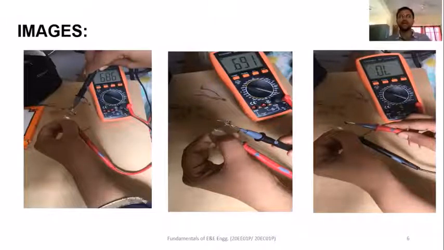And in the third image, I have kept the negative terminal to the base and the positive terminal to the collector. You will get OL. OL means over limit. You can repeat the experiment by also keeping the positive terminal to the emitter part, then also you'll get the same result, over limit.